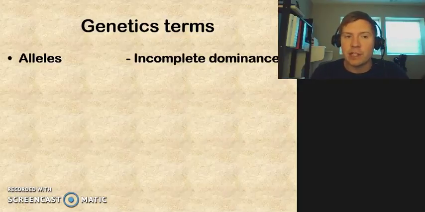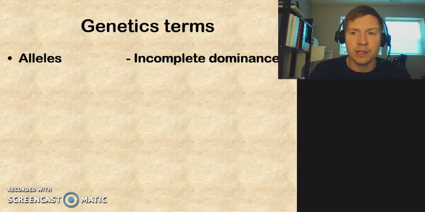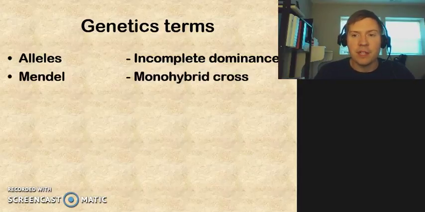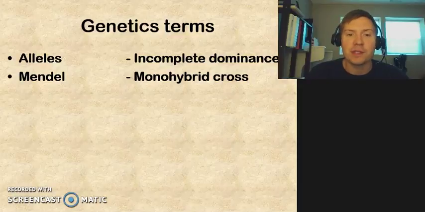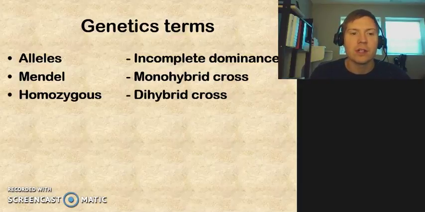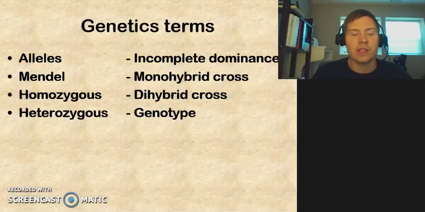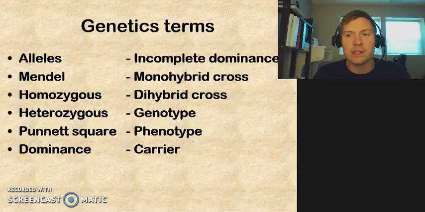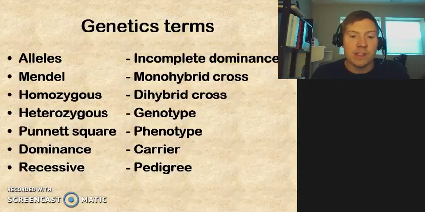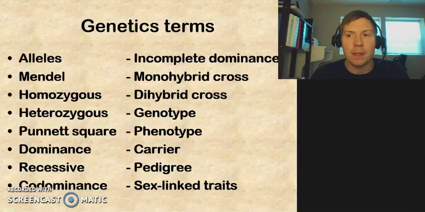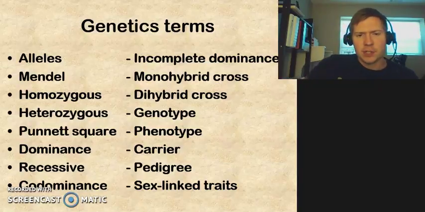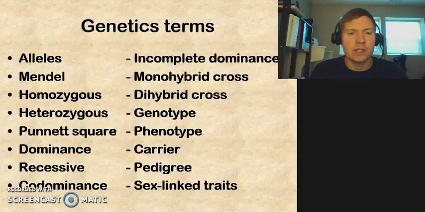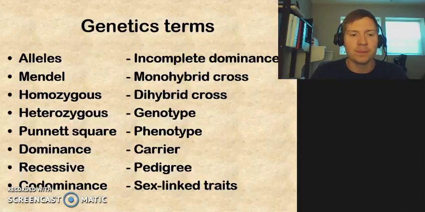So a few starting out: alleles, incomplete dominance. We'll talk about alleles more today. Mendel, hopefully you should know a few things about him. Monohybrid crosses, homozygous, dihybrid cross, heterozygous, genotype, Punnett square, phenotype, dominance, carrier, recessive, and pedigree, codominance, and sex-linked traits. Now you may not have seen especially codominance or sex-linked traits in middle school. However, for the vast majority of these you should have seen before.